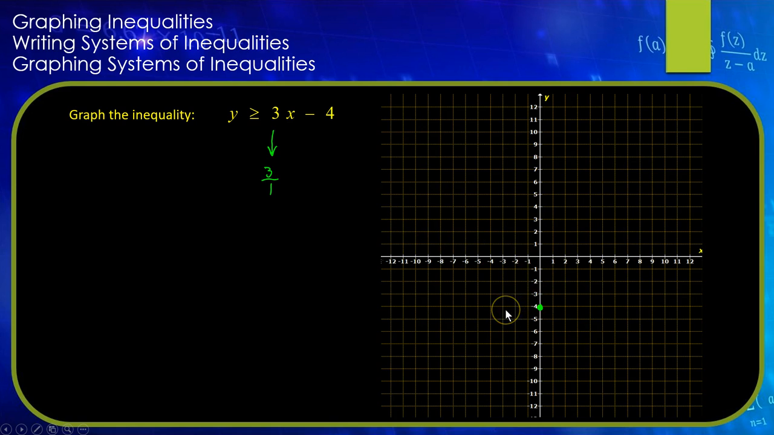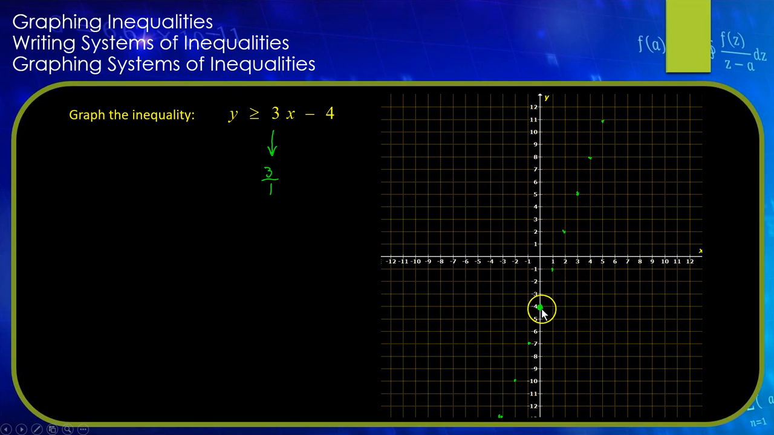And I would find other points that would help me draw the line. So I would go up 3, right 1, up 3, right 1, up 3, right 1, and plot these points. I could follow the same pattern this way as well. And so I can see the gist of my line at this point. Now I had to make a decision.